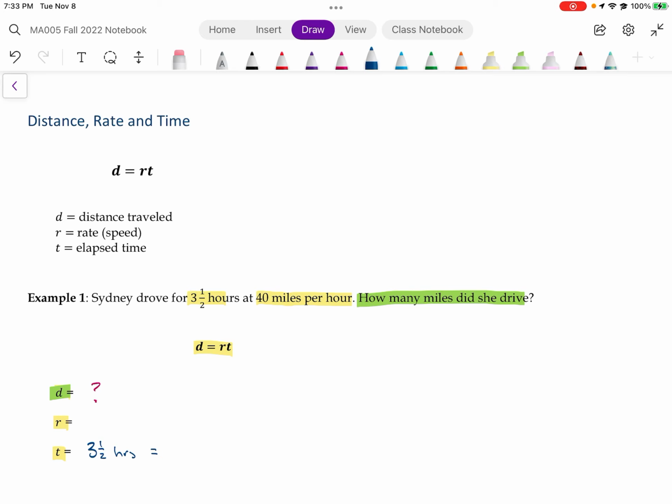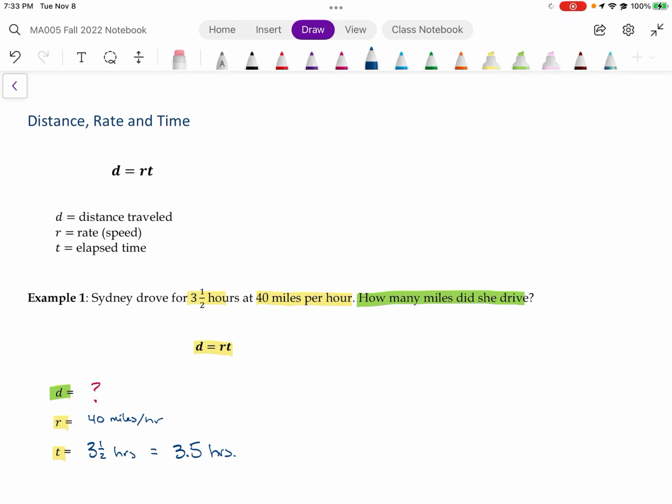I like to use decimals when I do math on my calculator. So a half is the same thing as 0.5. So go ahead and change that because it's fairly straightforward. Hopefully at this point you know that 1/2 and 0.5 are the same thing. And then the rate is the speed, remember, and that is 40 miles per hour.